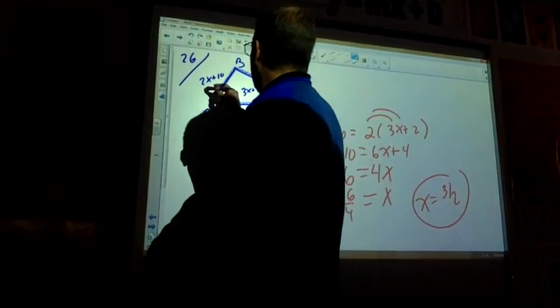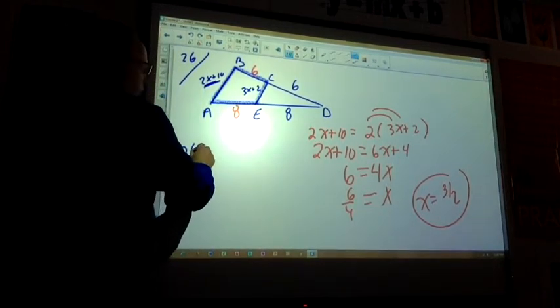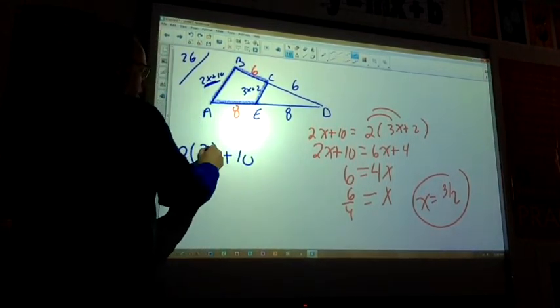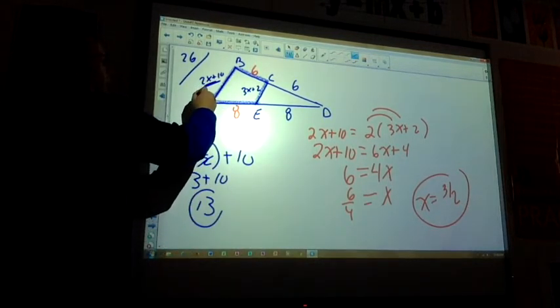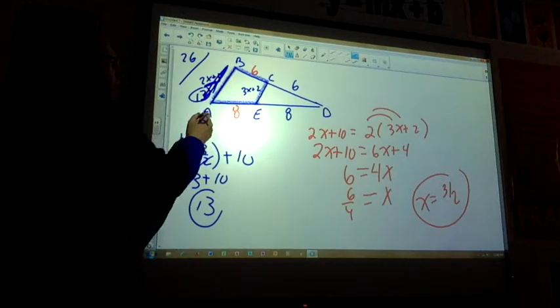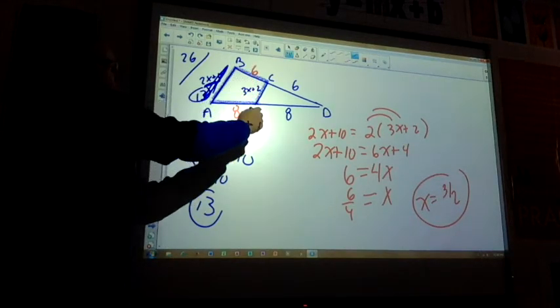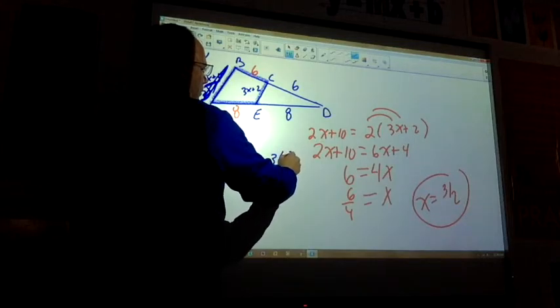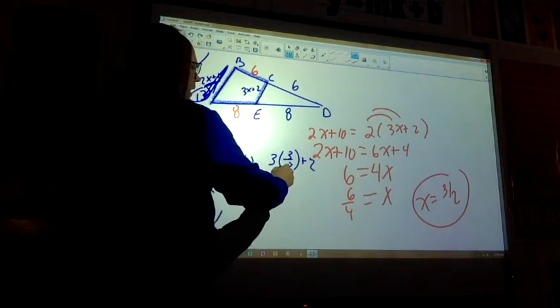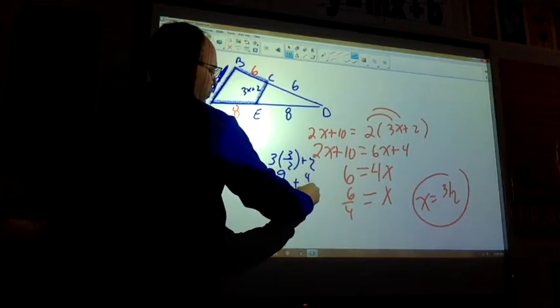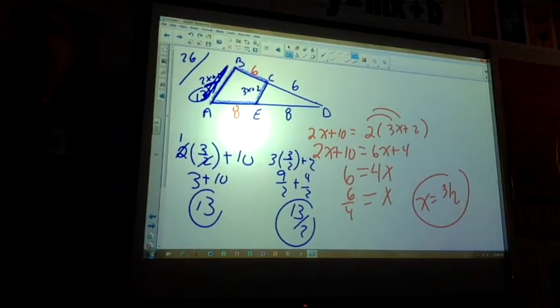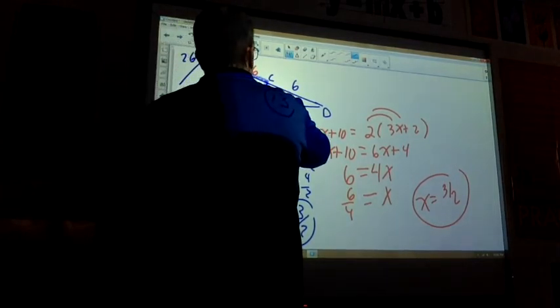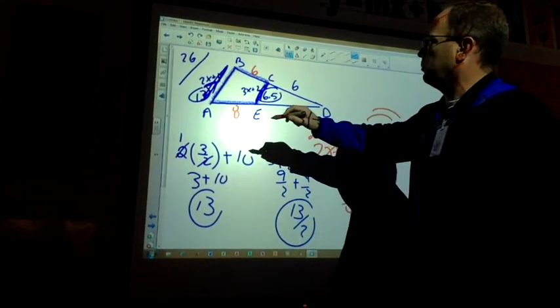So from there, if I take that and plug it in there, I get 2 times 3 over 2 plus 10. That's 3 plus 10, so I get 13. So this length here is 13. Is that right? This is half of 13, or if you don't believe me, let's plug it in and see what happens. I get 9 over 2 plus 4 over 2, which is 13 over 2. And I said that this side is half of 13, and I get 13 over 2. Oh, wait, that is half. All right, so this segment here is 6.5.